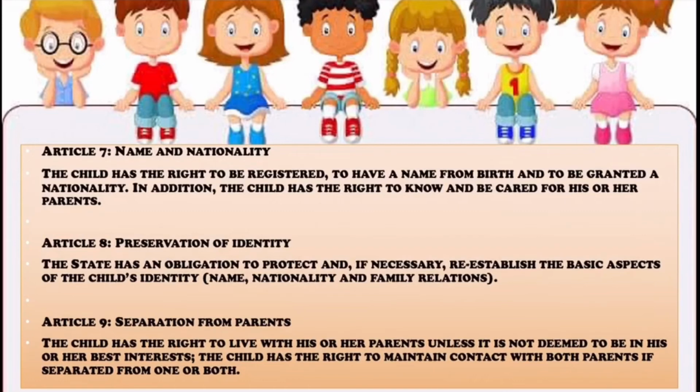In Article 9, the states parties shall ensure that a child shall not be separated from his or her parents against their will. In other words, they have the right to live with his or her parents. In addition, state parties shall respect the right of the child who is separated from one or both parents to maintain personal relations and direct contact with both parents on a regular basis, except if it is contrary to the child's best interest.